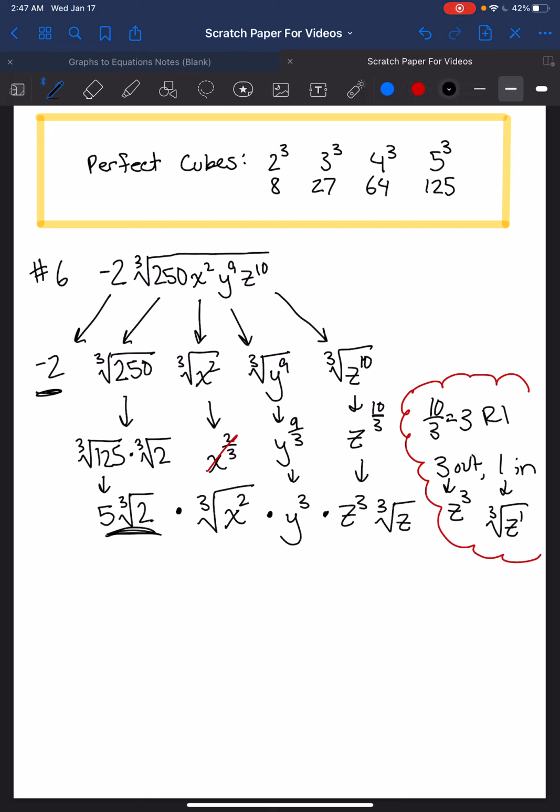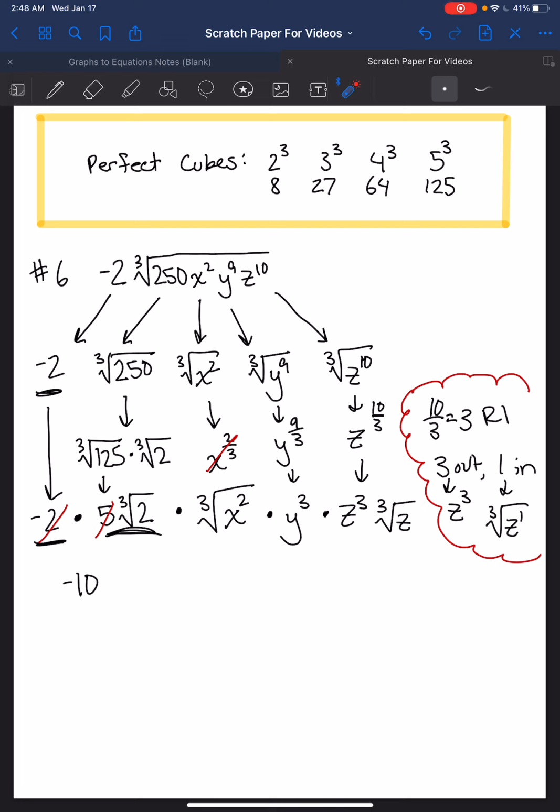Okay. I'll bring down this -2 before I forget. All right, break everything down, put it back together. Don't leave it like this. So start with the things that are not radicals, numbers first. -2 times 5 is -10. And it's okay that this 5 had a radical attached to it. This is just multiplication, so we can move things around however we like.